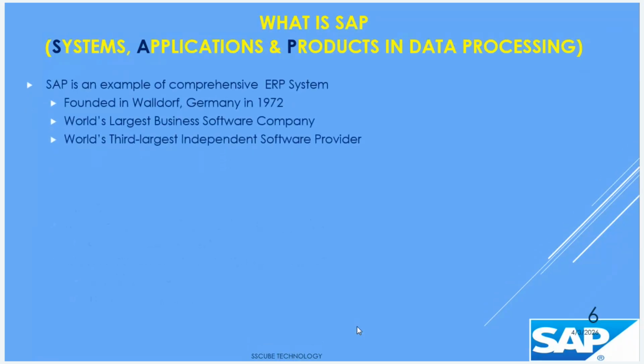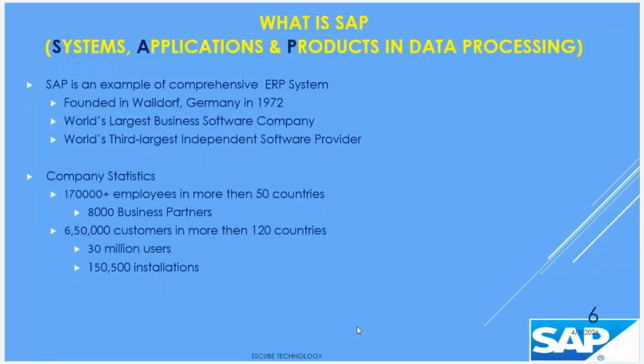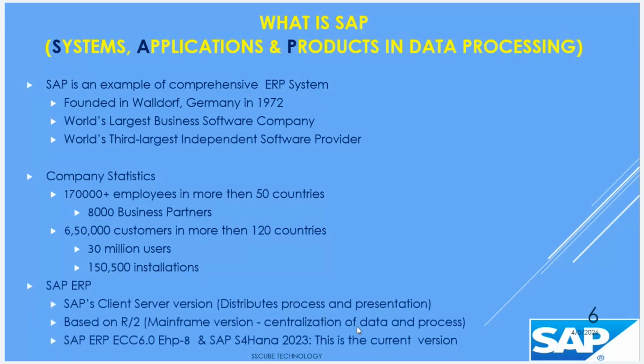Now, what is SAP? If you see here, SAP stands for systems, applications and products in data processing. That is what SAP is all about. It is a German company, founded in Germany in 1972. It is the world's largest business software company, and one of the third largest independent software providers.